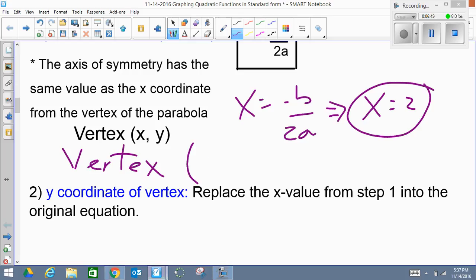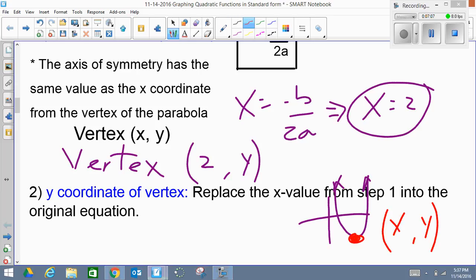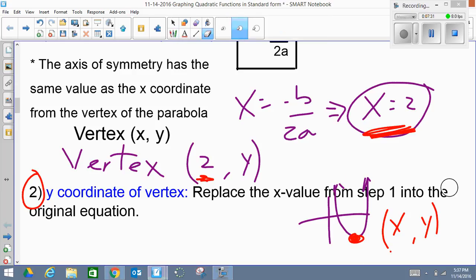Okay, so in that case it is going to be 2 here, and I need to find the value of y. Remember, when I showed you the example from the vertex, let's say that this is my parabola, okay? And then I found the vertex, which is the lowest point. That's a point, so it's an x and y value point. Using the axis of symmetry, that's the x value for my vertex. So the only thing I have to do is look at step number 2. Step number 2 says y coordinate vertex. Replace the x value from step 1 into the original equation. Okay, so it's telling me what to do.